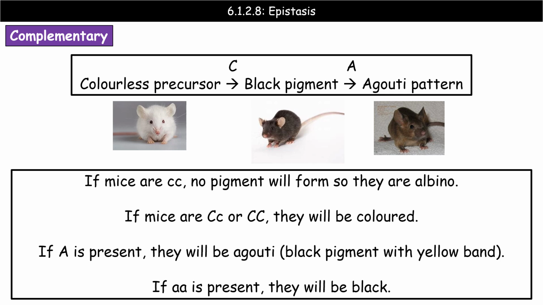So what we end up with is, if we've got mice where that first gene locus, the C's, are homozygous recessive, so both lowercase, we don't get a pigment, so they're albino or white mice. If, however, that C has a dominant allele present, we will have a coloured mouse. We know that. We just don't know what colour they will be at that point, because to determine their final colour, we need to have a look at that second locus, the A locus. If we've got the dominant A, they will be agouti. If they're recessive for both of those alleles, they will be black.